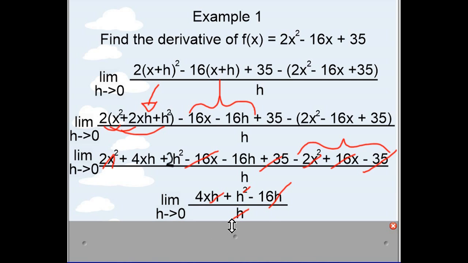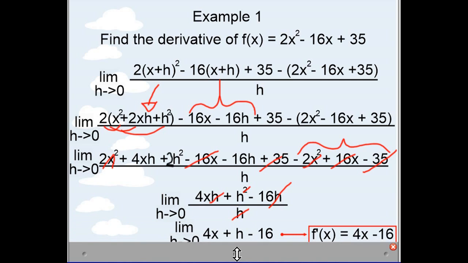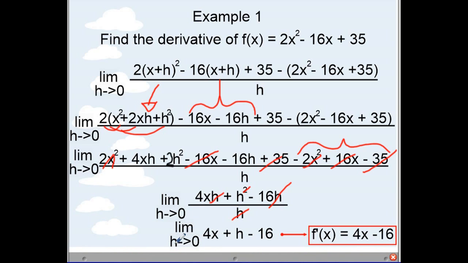Alright, now if you follow along here, what we'll be left with is the limit as h approaches 0 of 4x plus h minus 16. If we evaluate this limit as h approaches 0, we plug in 0 for h, so we have 4x plus 0 minus 16, so we know this h can just go away. And we will finally be left with this, our derivative of f of x, which is f prime of x, equals 4x minus 16.